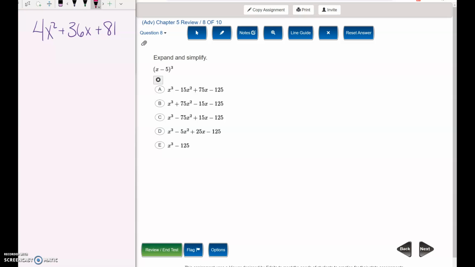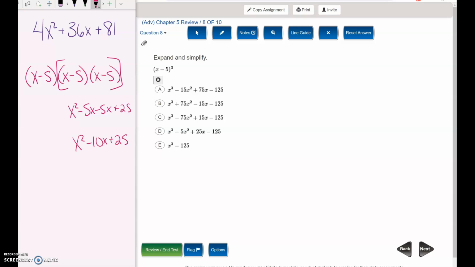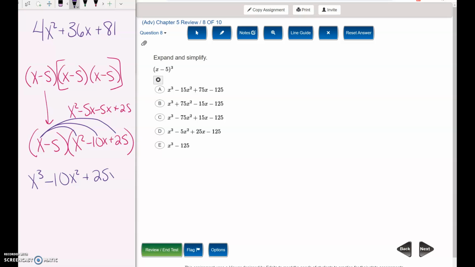Okay, x minus 5 to the third means x minus 5 times itself 3 times. First, you need to multiply 2 of them. So that would be x squared minus 5x minus 5x plus 25. That simplifies to x squared minus 10x plus 25. Then you need to bring down this third x minus 5, and now we need to double distribute with all of that. So x times x squared is x to the third. x times negative 10x is negative 10x squared. x times 25 is 25x.